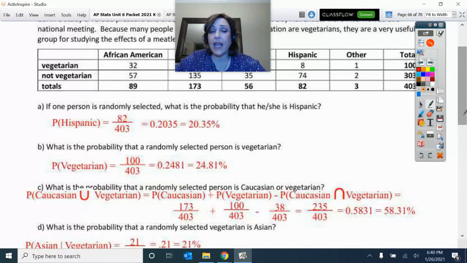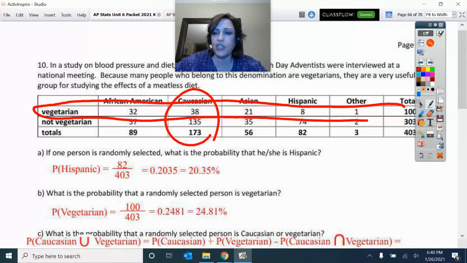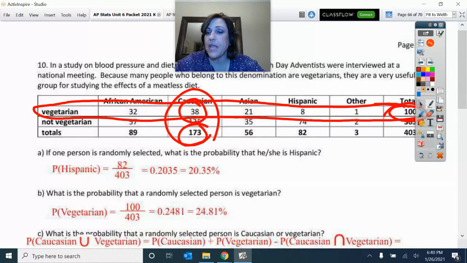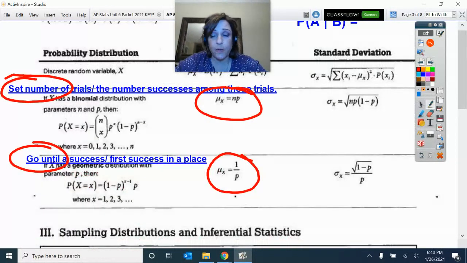So a common problem is students will go, oh, 173 Caucasians and oh, 100 vegetarians. Well, if you do that, you have then counted that 38 twice. If you just added 173 plus 100, you counted that 38 twice. Okay. So that means, recall on your formula chart here.